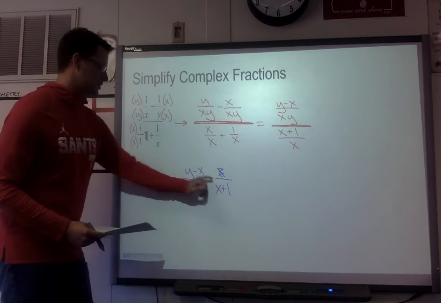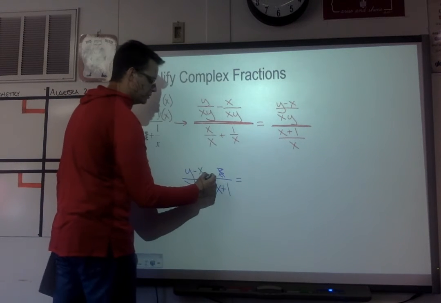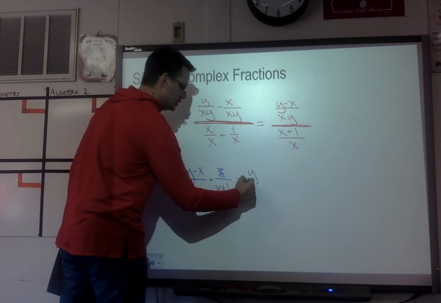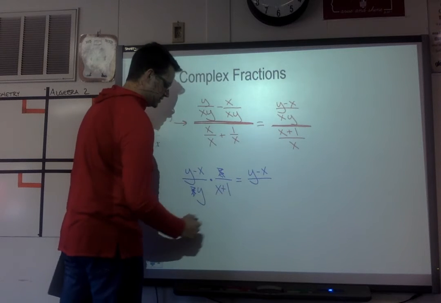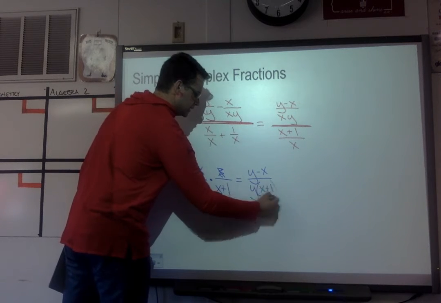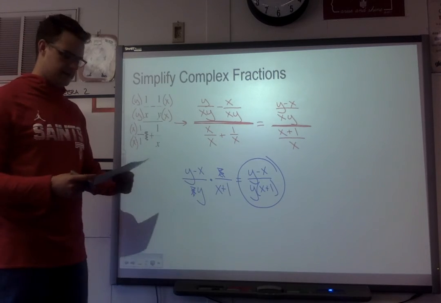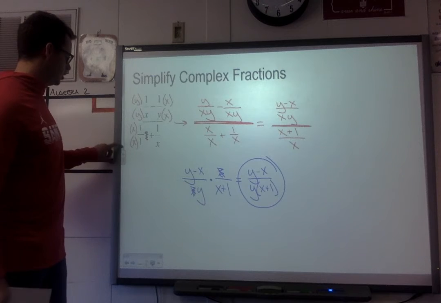I can't cancel anything out here. So now when I multiply straight across, I will get y minus x over y times x plus 1. And that'll be my solution there. Let's do one more of these.